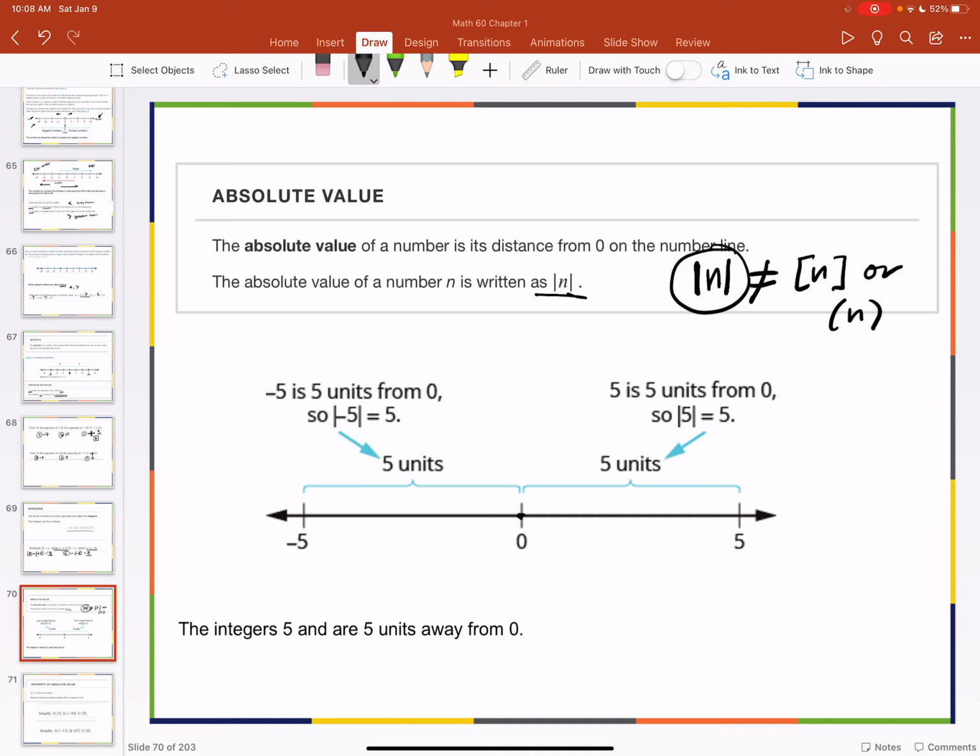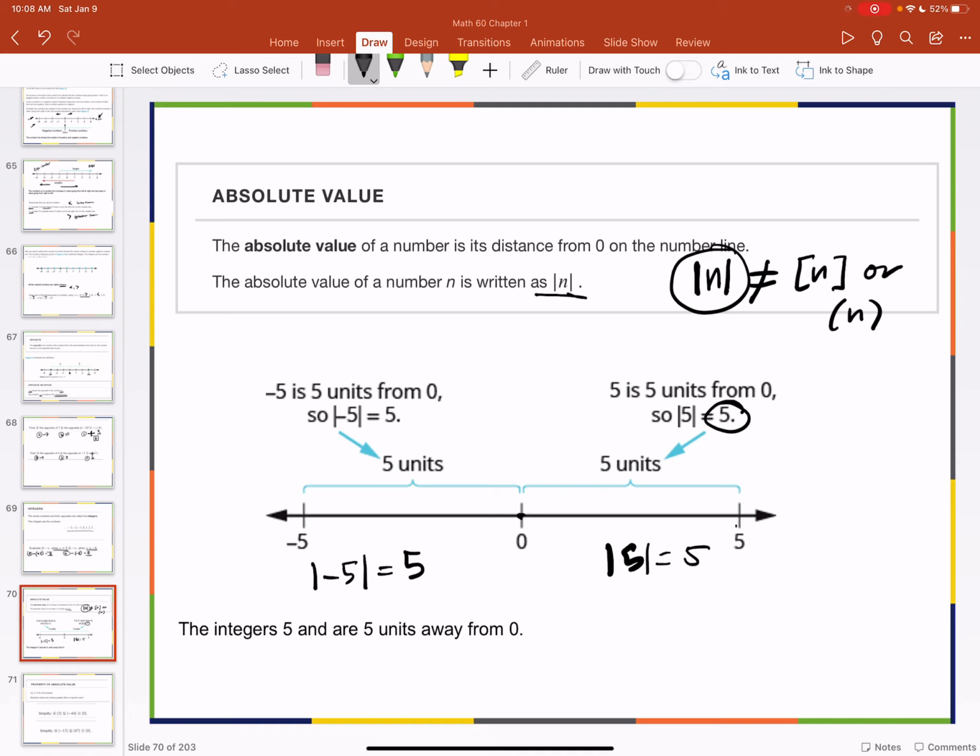So here, the absolute value of 5: how far away is it from 0? It's 5 units, so the absolute value of 5 is 5. Now, what about -5? The absolute value of -5: how many units is it away from 0? 1, 2, 3, 4, 5, so it's +5. It's 5 units away.